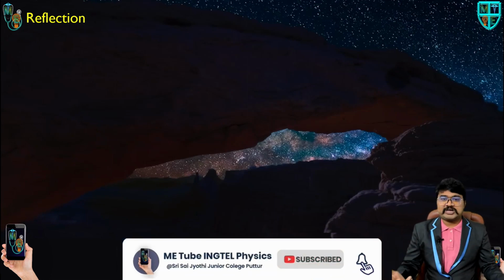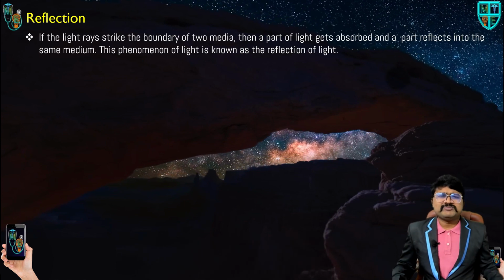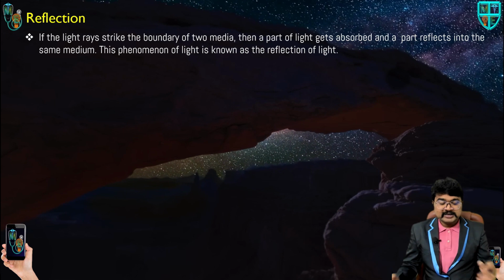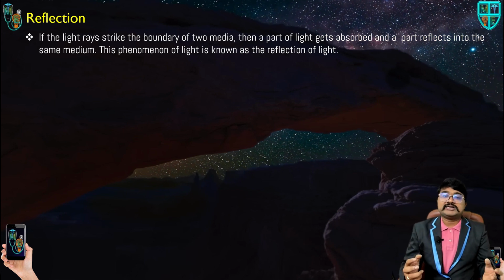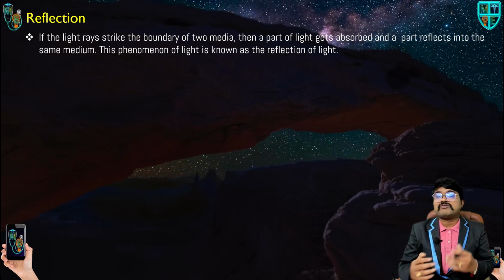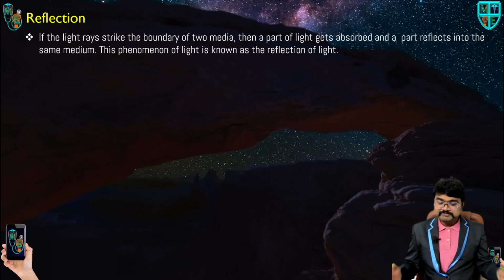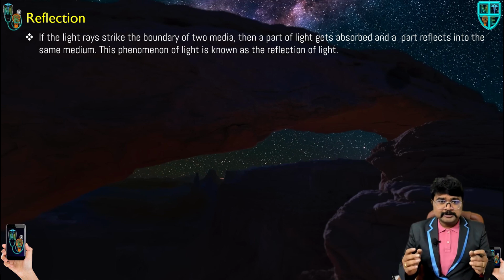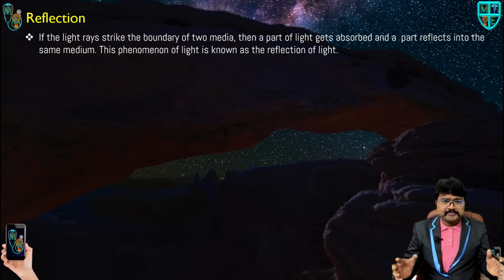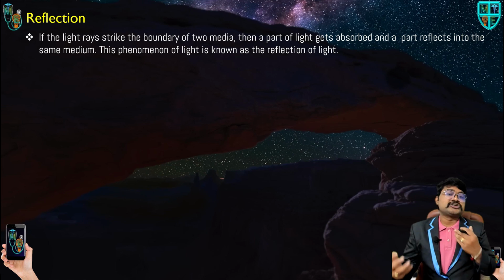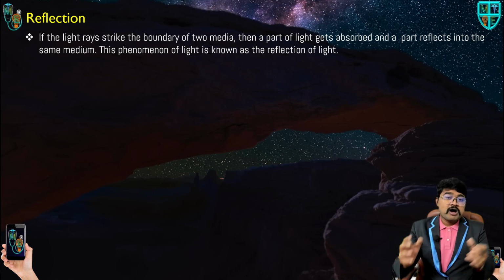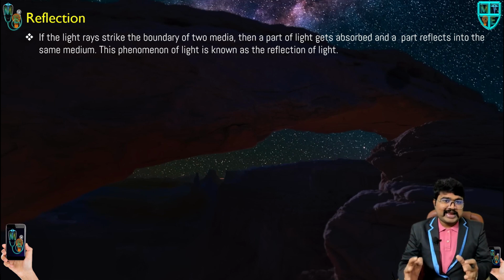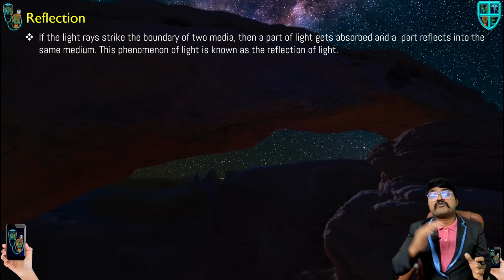First, what is reflection? See here, if light rays strike the boundary of two media, then part of the light gets absorbed and part of the light will be reflected into the same medium. Here, some amount of light is incident on the body; in that, some fraction of the light will be absorbed by the body, and some fraction will be reflected from the body.